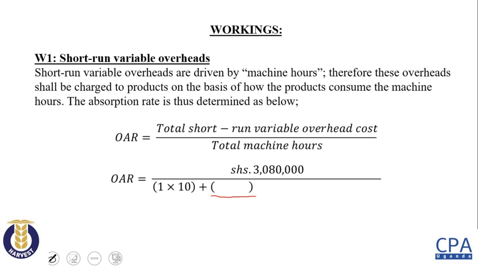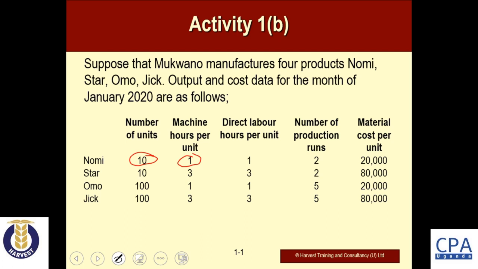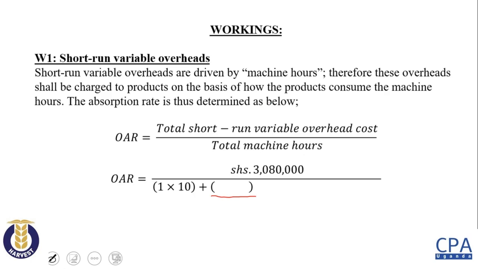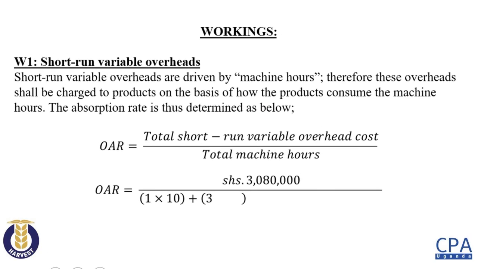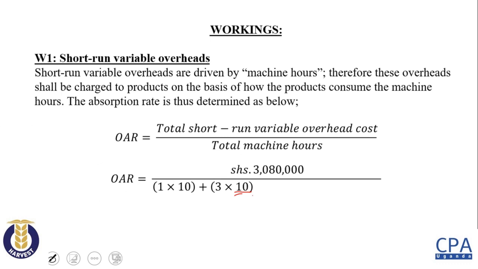Next, we move to star. Okay, we move to star to pick the information for star from our question. So for star, we are told that each unit of star requires 3 machine hours, and we have 10 units of star here. So that's what we are going to take to our equation, our denominator, 3 times 10. Okay, that is what I bring here. So I bring the 3 machine hours times the 10 units of star.